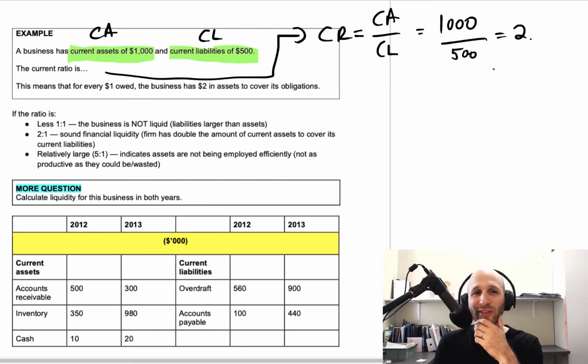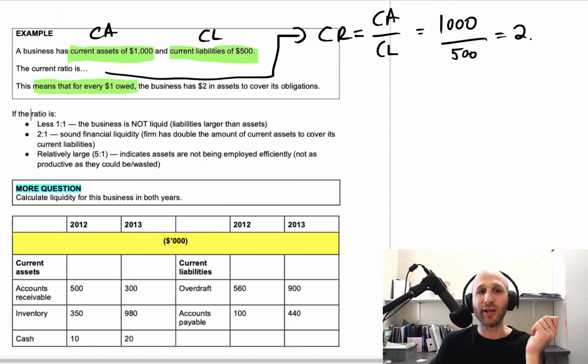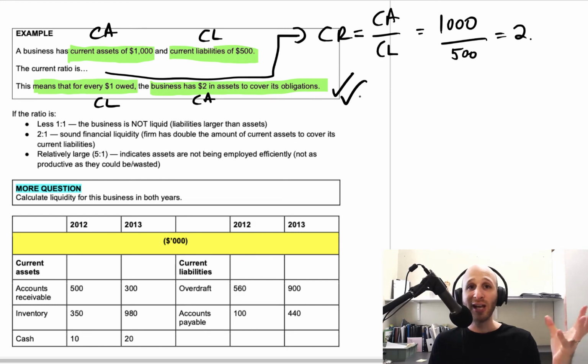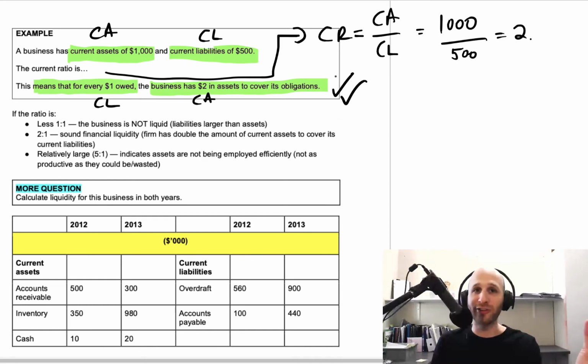So what does this mean? What this means is that for every $1 owed, for every $1 of current liabilities, the business has $2 in current assets to cover it. That's a really good situation. If a debt comes along, there is a substantial set of assets to sell, to turn into cash, to be able to pay those obligations.